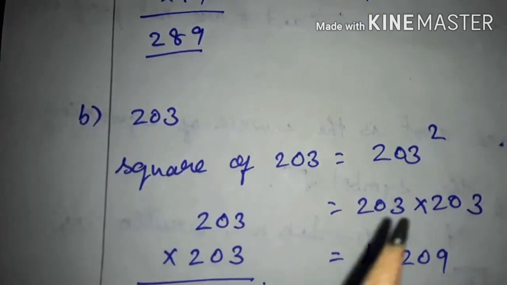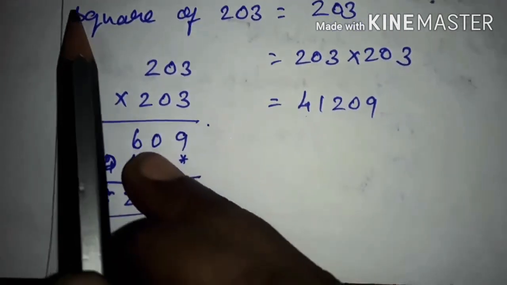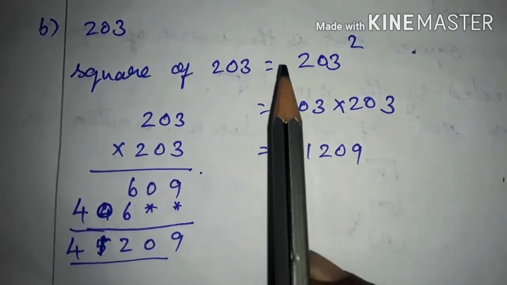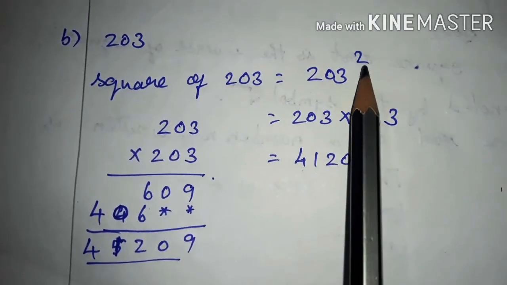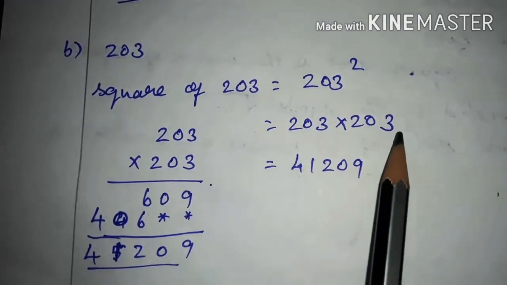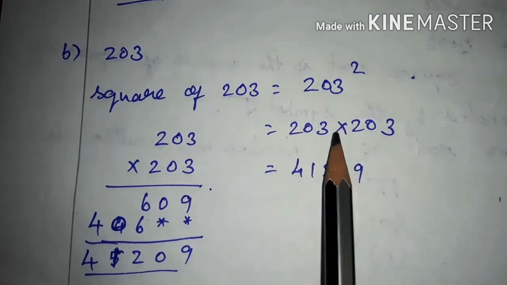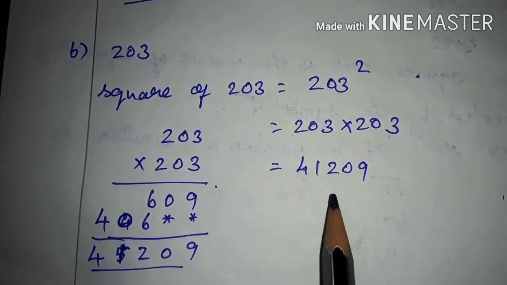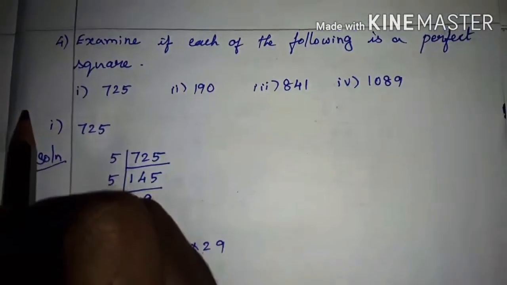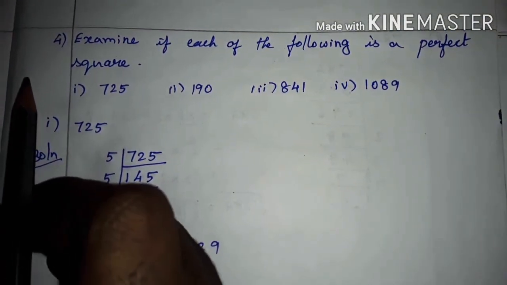Same way, 203 is the next sum given. To find the square of 203, it is 203 square. For the square, you have to multiply the same number 2 times. That is 203 into 203. We will get the answer as 41,209.